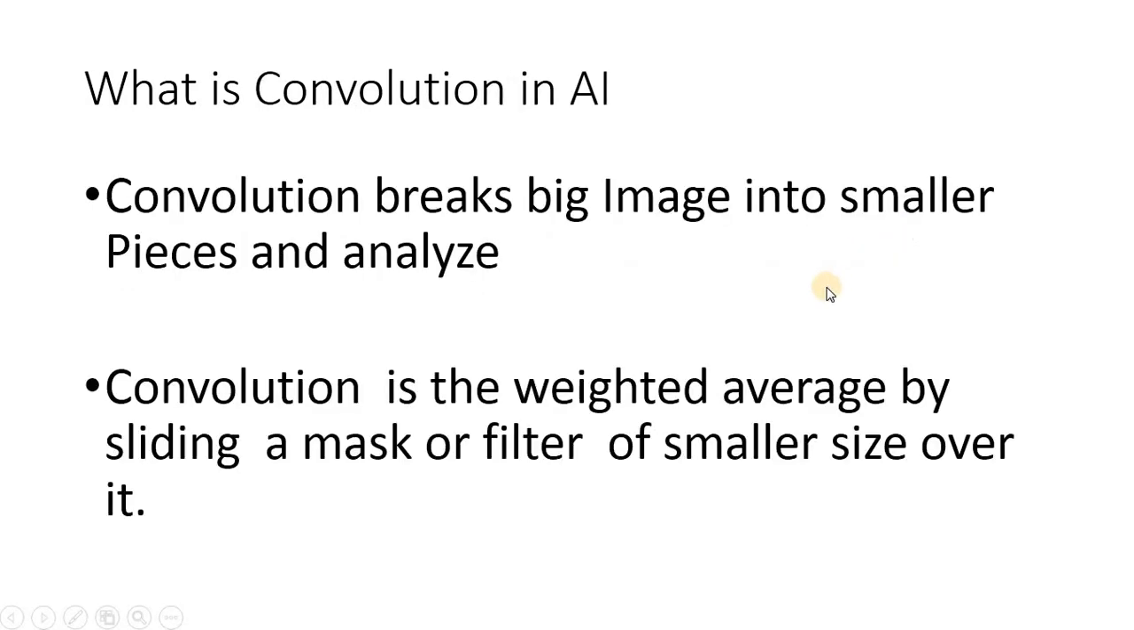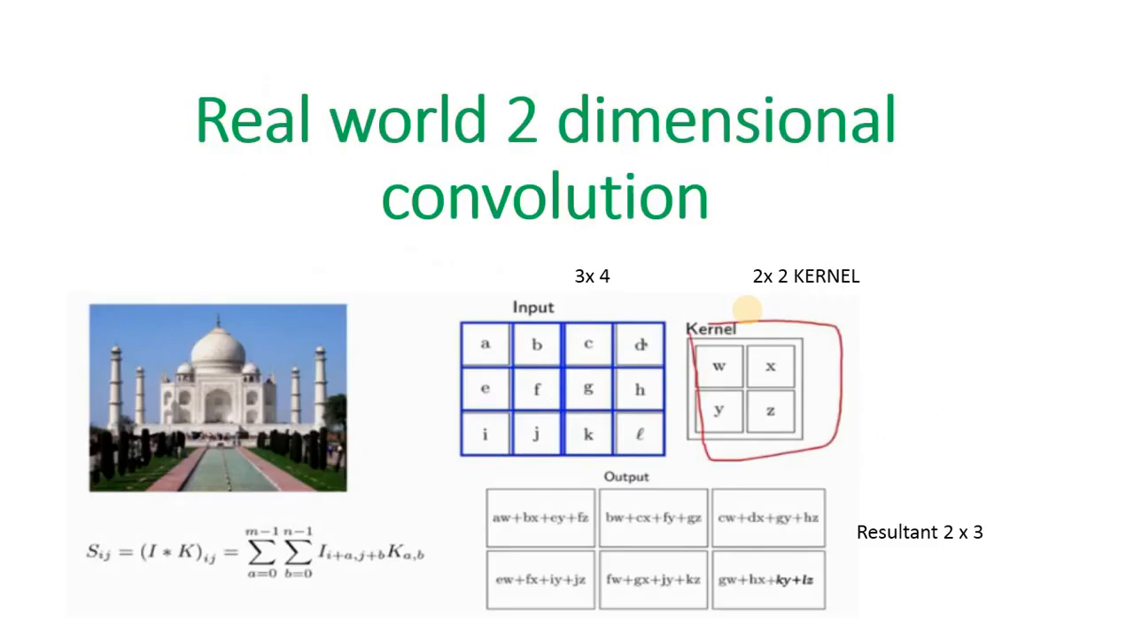Now, what is convolution in AI? Convolution breaks a big image into smaller pieces and analyzes them. That is the idea of doing a convolution. The convolution is the weighted average obtained by sliding a mask or filter of a smaller size over it.